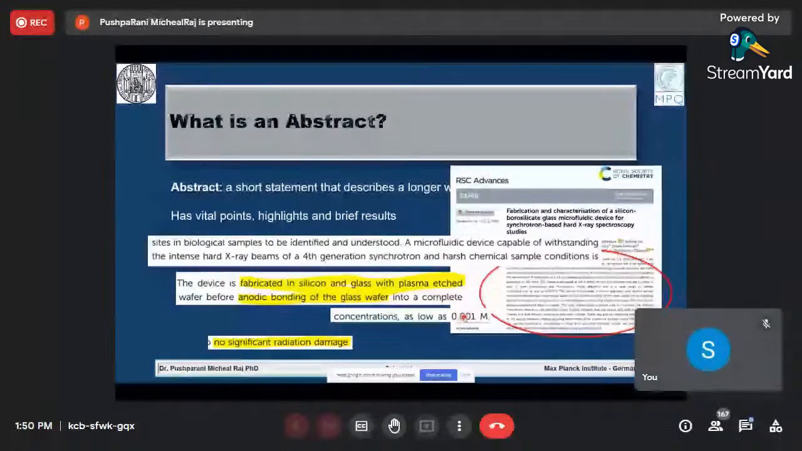And this is one of the relevant results, I would say. There is no significant radiation damage because this device is from a synchrotron. Synchrotrons are the brightest source and they have high flux. In that sense, the device, if I fabricate it, should not have any radiation damage. So this is one of the very key results of my paper. So this is how an abstract should look.